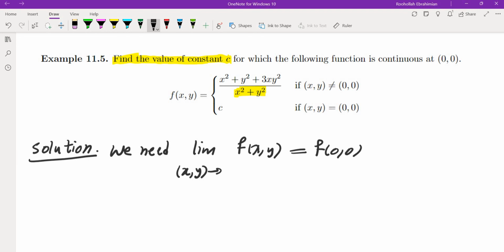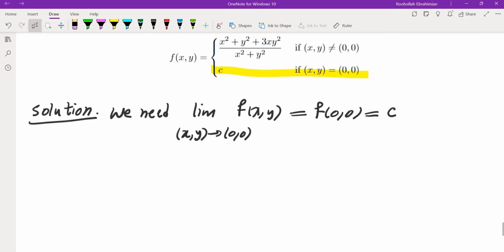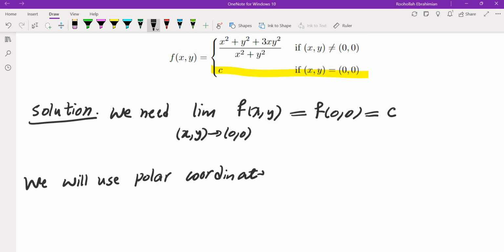First of all, f of 0, 0 is the one that we get from the bottom, because that's the one where (x, y) is equal to (0, 0), and that is c. So I'll have to find the limit of the top, because that's for the ones where (x, y) isn't (0, 0). So let's use polar coordinates. Why are we using polar coordinates? For two reasons. First, at the bottom here, we have x squared plus y squared. And second, when (x, y) approaches the origin, r approaches 0. So we're going to substitute r cosine theta and r sine theta instead of x and y.